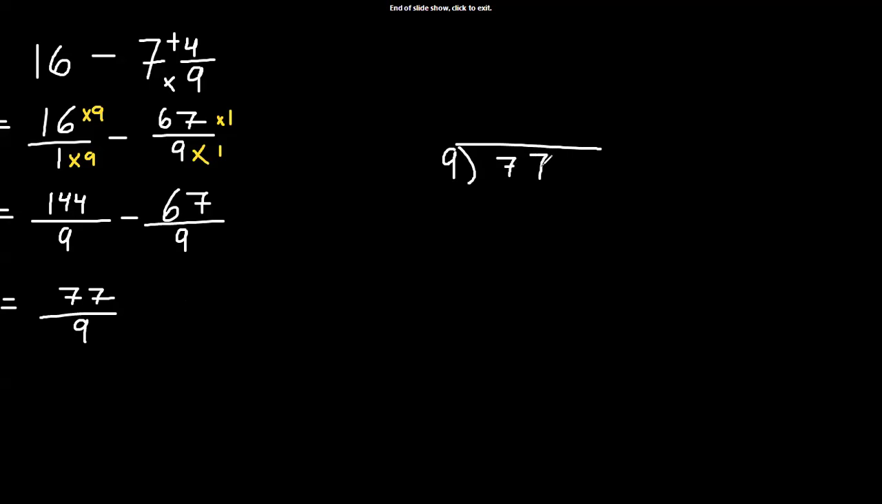9 goes into 77 8 times. 7 times 8 is what? 72. 77 minus 72 is 5. The whole number is 8. The numerator is 5. The denominator is 9. So the answer is 8 and 5 over 9.